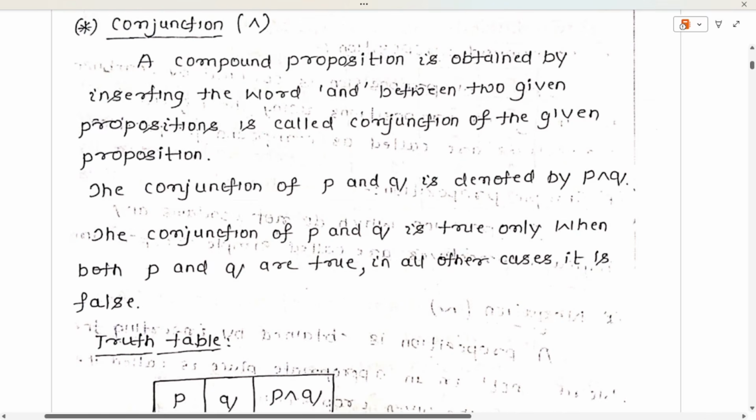Conjunction. What does conjunction mean? And. It is obtained by and. That you have to remember. If you know the and table, which you have studied in DDC also, you can easily understand this truth table. 0 and 0 is 0, 0 and 1 is 0, 1 and 0 is 0, 1 and 1 is 1. Except 1 and 1, all are 0. You have to remember it like that.